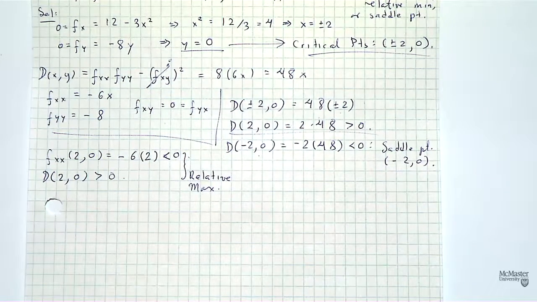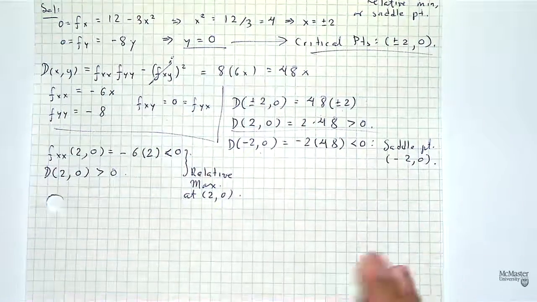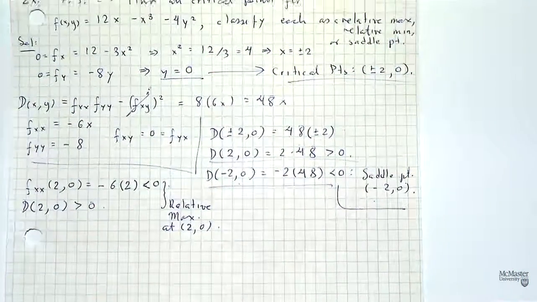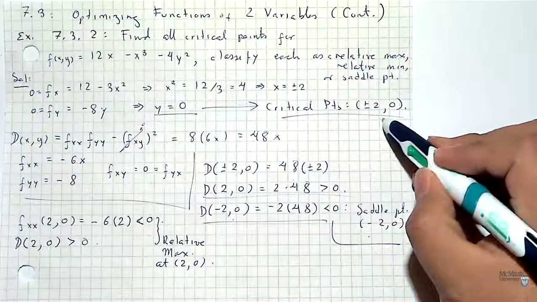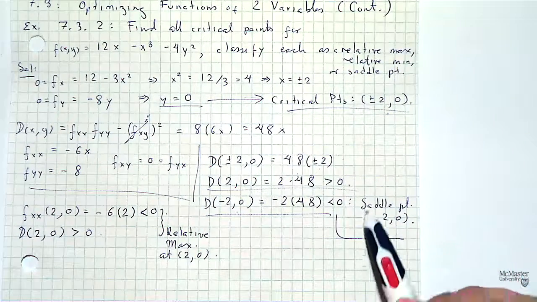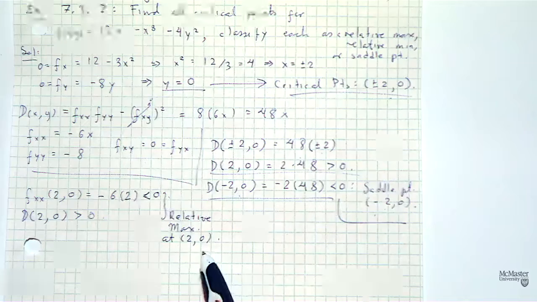But what else to add? Well, of course, at the point 2 comma 0. And here the signs would give you the saddle point over here. So having found the two critical points, which are plus minus 2 comma 0, one of them is a saddle point, which is minus 2 comma 0. The other is a relative maximum of the function.